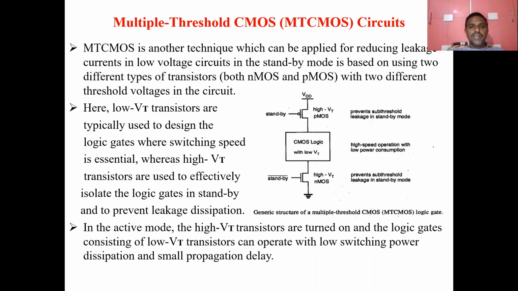So we are designing two transistors. Suppose you consider an inverter circuit, we have two transistors, that is NMOS and PMOS, and they have multiple thresholds. That means they are different threshold voltage transistors. The threshold voltage of NMOS and PMOS is not equal, it is different. That's why it is called multiple threshold CMOS circuits.